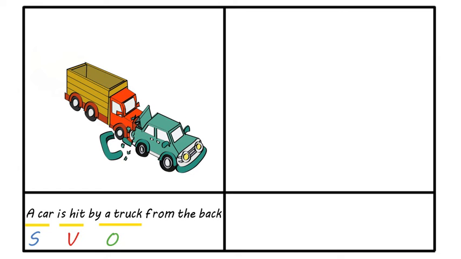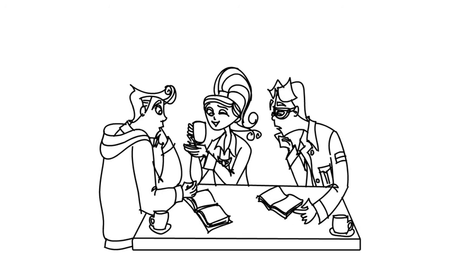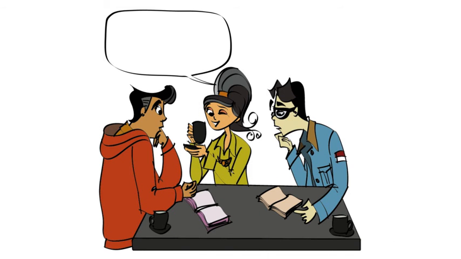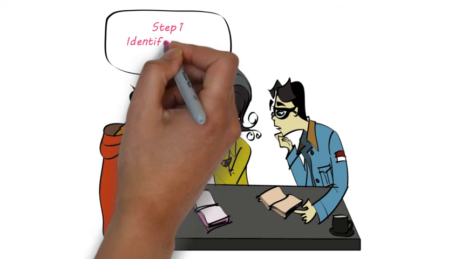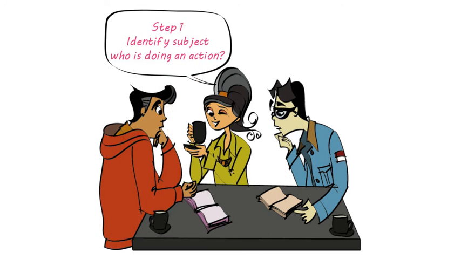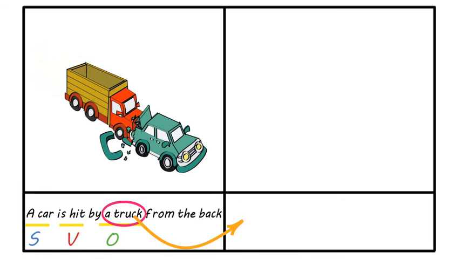The left sentence uses passive construction. Why? Because the subject receives the action. Can we change passive into active construction? Yes, we can. What do we do? Step 1. Identify the subject of the sentence who is doing an action. The only thing doing an action here is the truck. So, the truck is the subject of the active sentence.